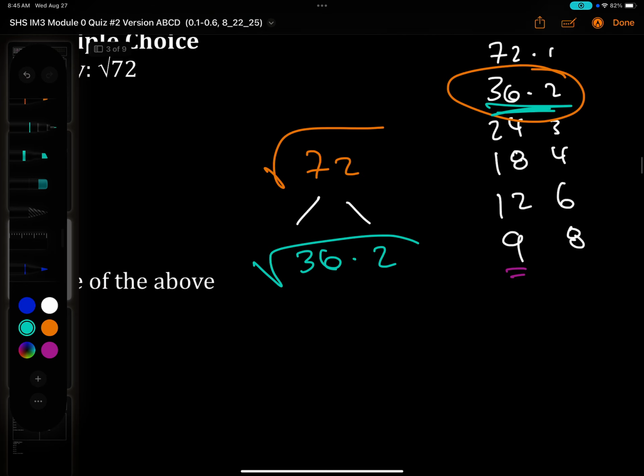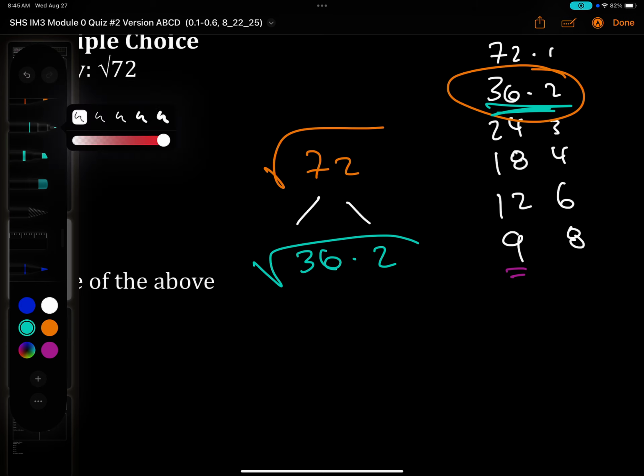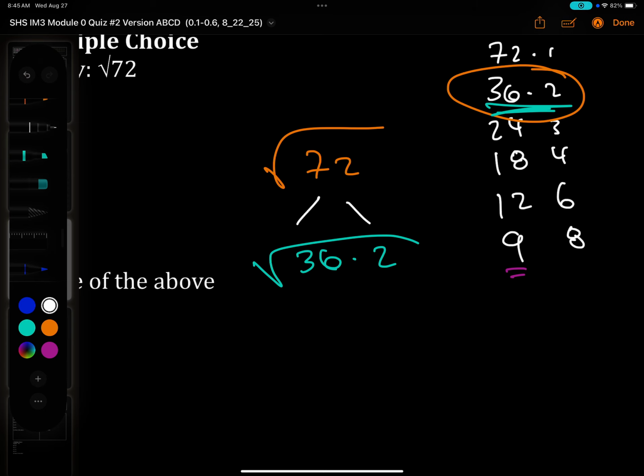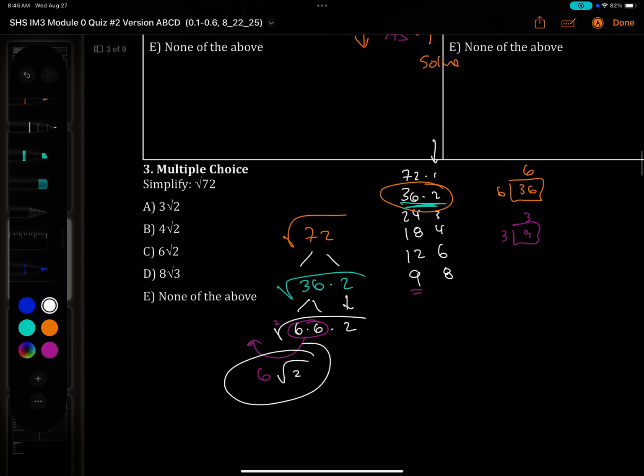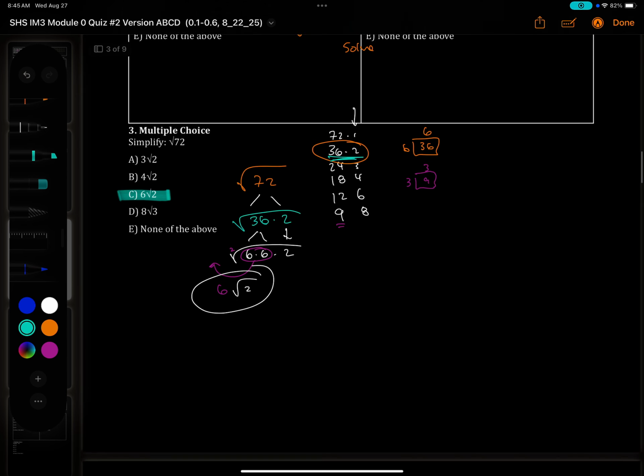And the trouble a lot of you guys are getting into is, the next line would be the 36 is 6 times 6, but in the same line, I have 6 times 6 times 2. My pair is the 6, they come out, but it's only one number. So you're left with 6 radical 2. That is my answer, so that would be choice C. Let's go to the back side.